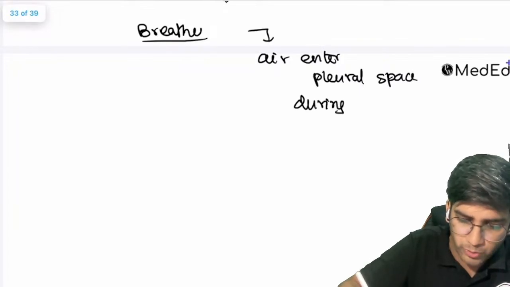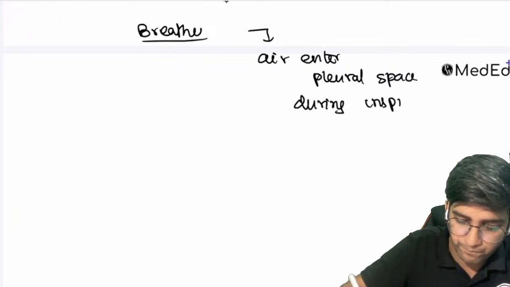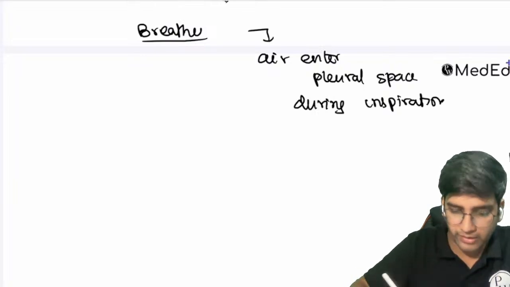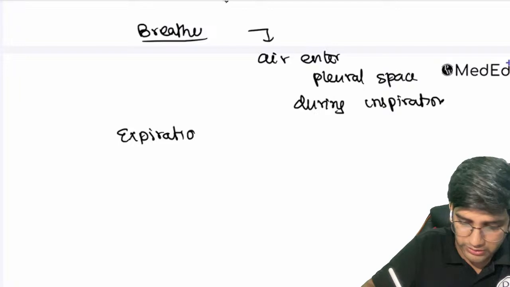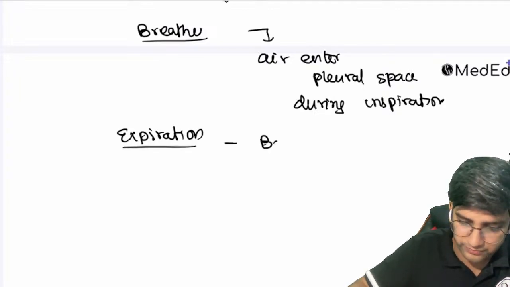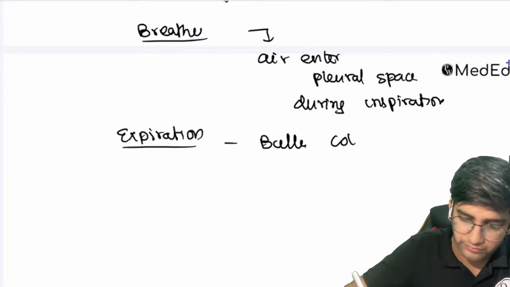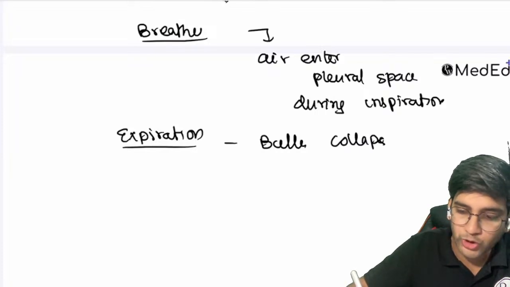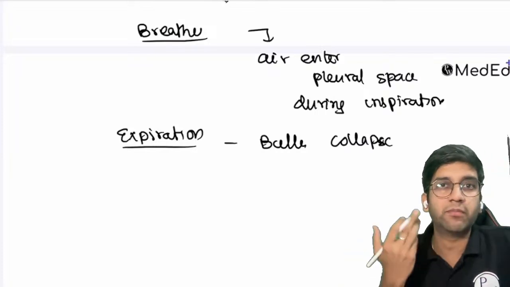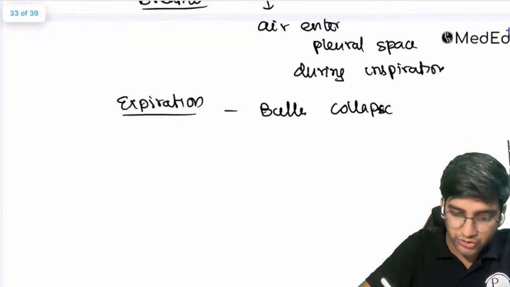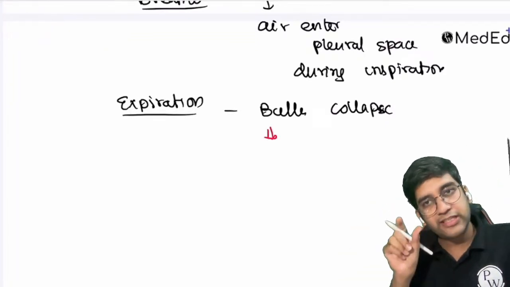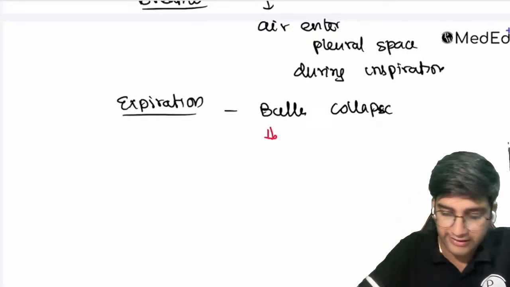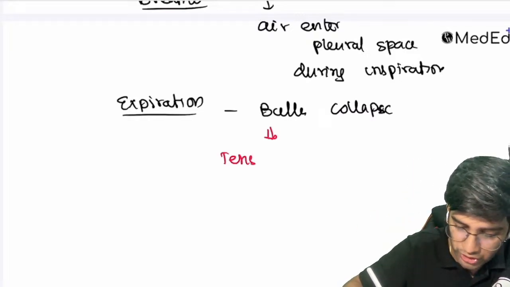Air enters this pleural space during inspiration, and during expiration, the bulla collapses. So air cannot go back outside into my bronchial tree and I cannot expire back, right? Because of this, with repeated inspiration and expiration, the pneumothorax keeps on expanding. So we call it a tension pneumothorax.